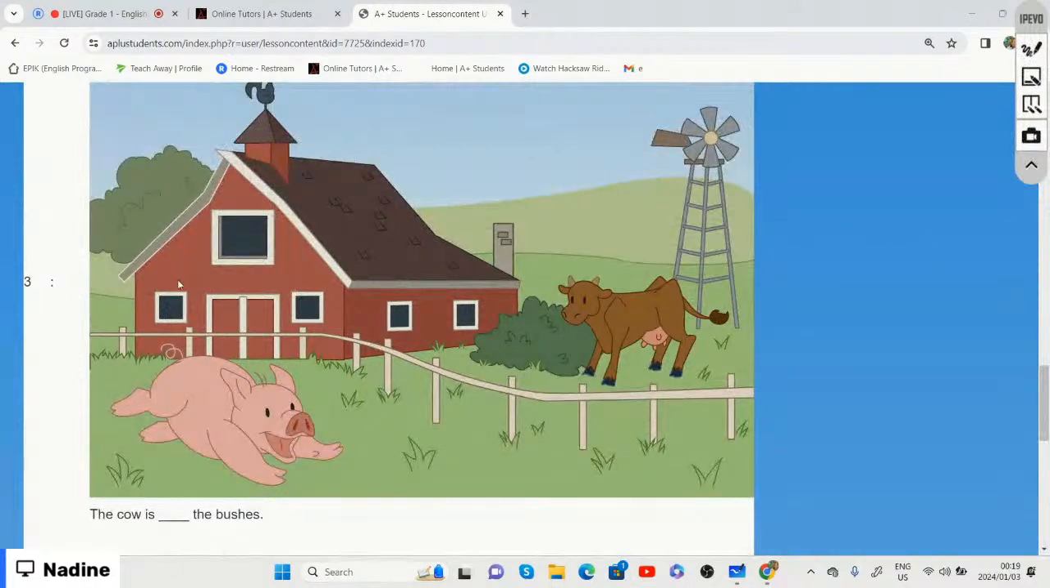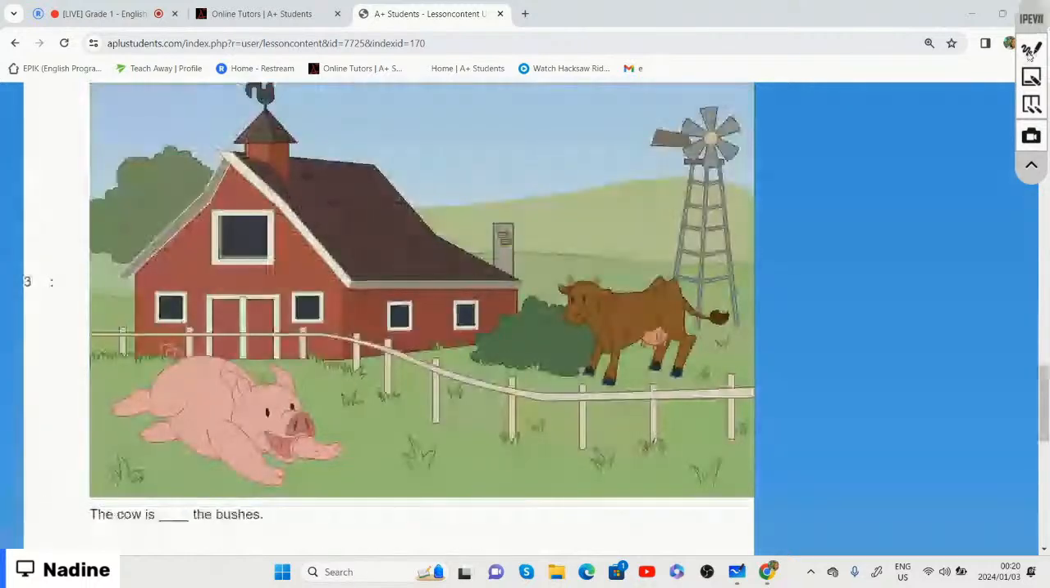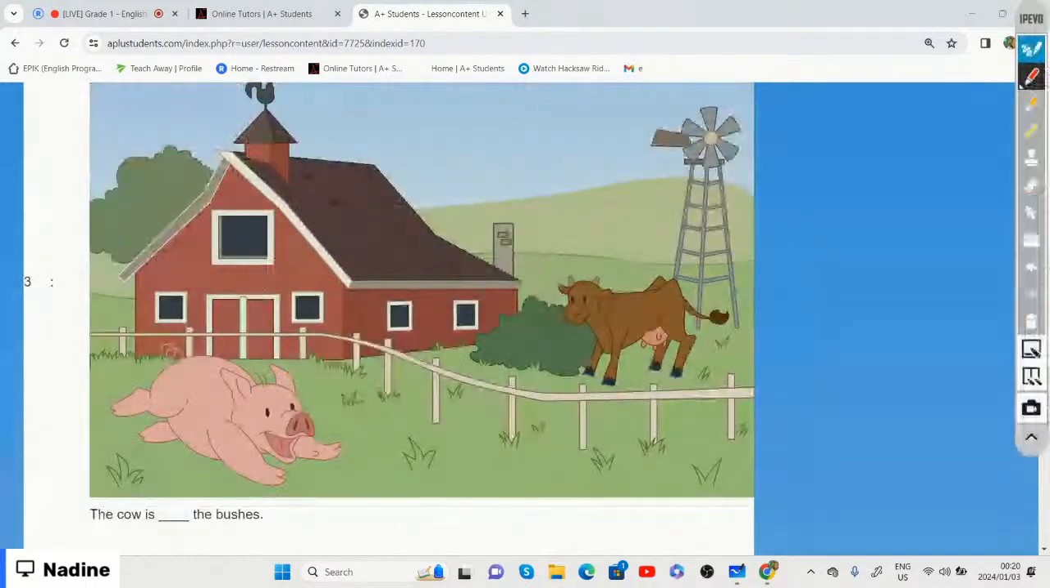All right, and then now we need to say where the cow is to the bushes, right? Here we have the cow, and there we have a bush, right? And then we can basically say either the cow is beside the bush, or we can just say the cow is next to the bush. Because here we have the bush, that is the bush, and here we have the cow, which means that the cow is basically just next to the bush.